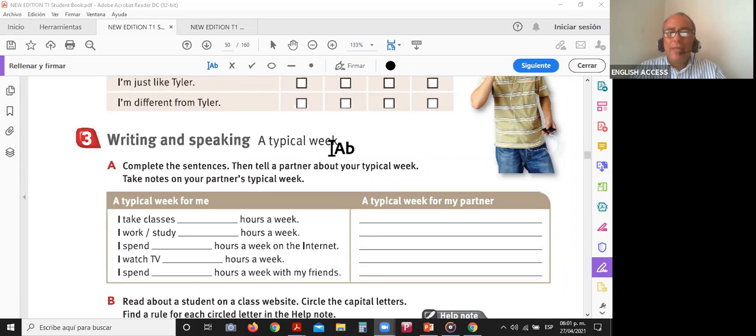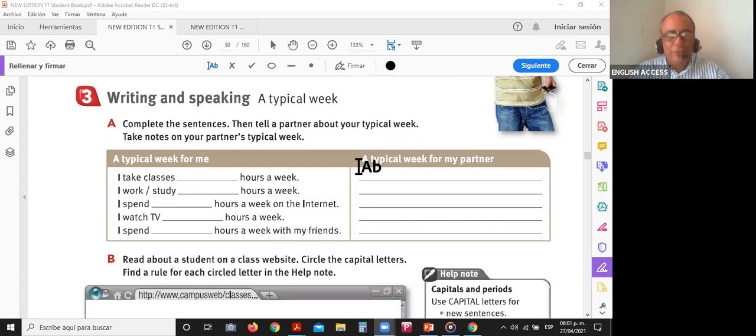Writing and speaking: a typical week. We are about to finish the class, but let's do this before we go. This is important. Writing. You need to practice writing because it's an ability for you also to speak English. English is not only talking or listening, it's also writing English or reading English. So a typical week. Complete the sentences about you.